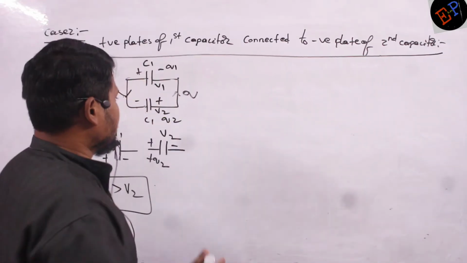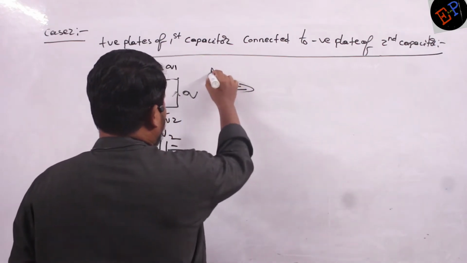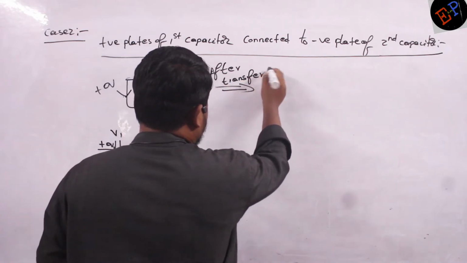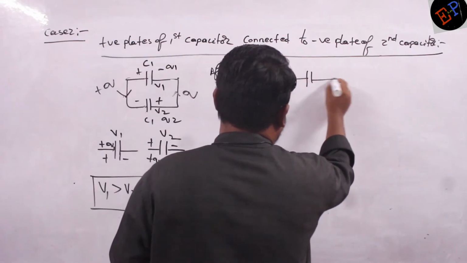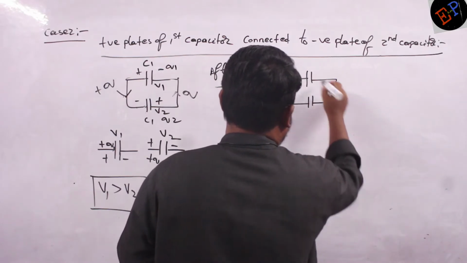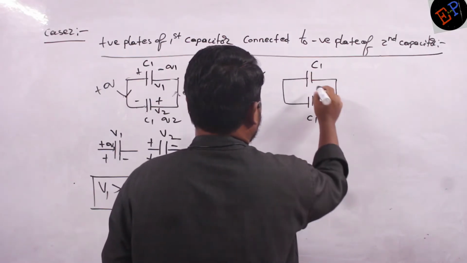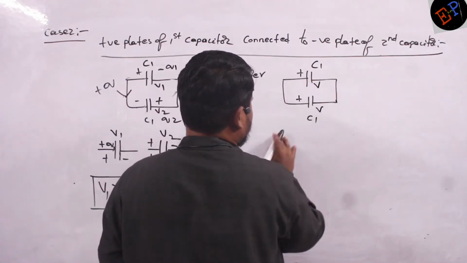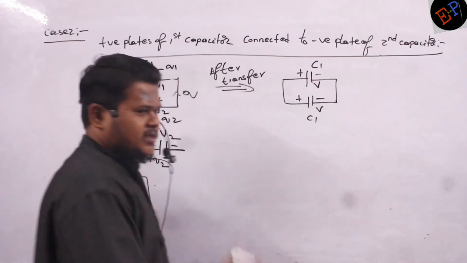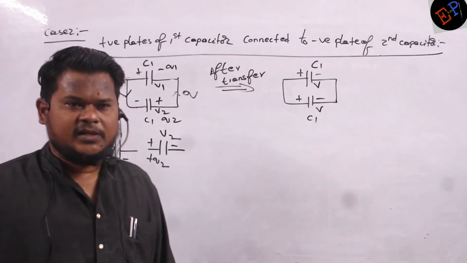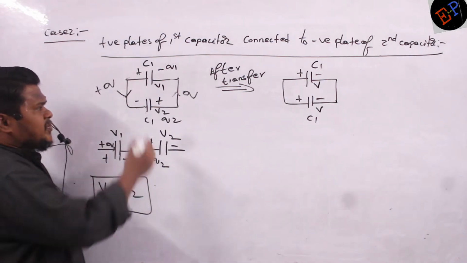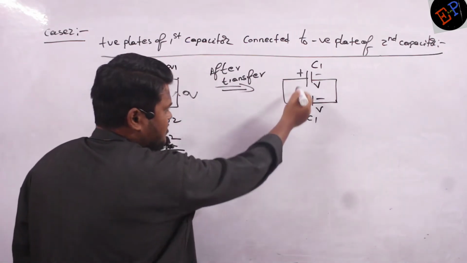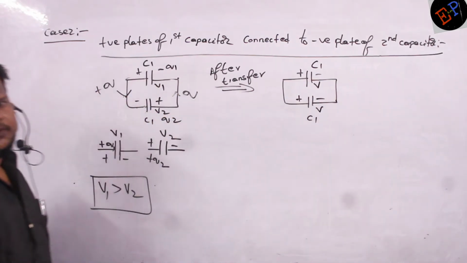So after transfer of charges, what happens? Clear, no? Capacitances are same, C1, C2. Common potential is V and V. This is also positive, this is also positive. This is negative, this is also negative. That is what happens. Are you able to understand? So previously positive, negative, no? After redistribution of charges, both sides will become positive and both sides will become negative.